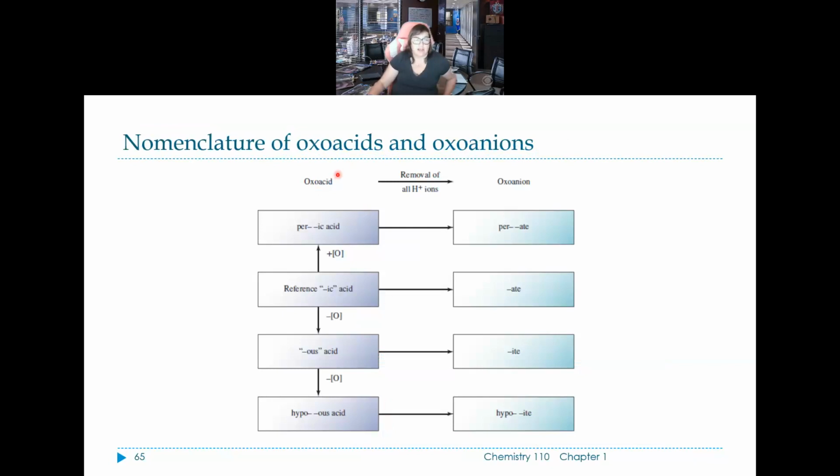We can talk about this. This is how we get these weird names that you see from time to time. It's a per-ic acid, reference the ic acid, an os acid. I can't remember this. And these are the other names. So I don't expect you to know how to do this, but I expect you to understand what the relationship is if we're talking about these things.